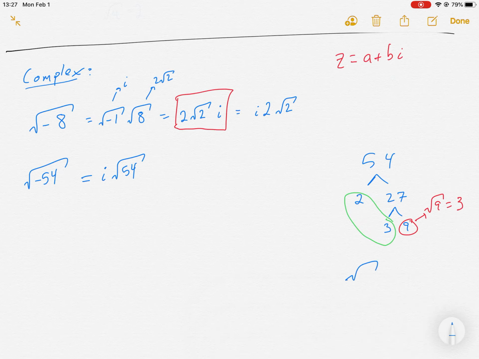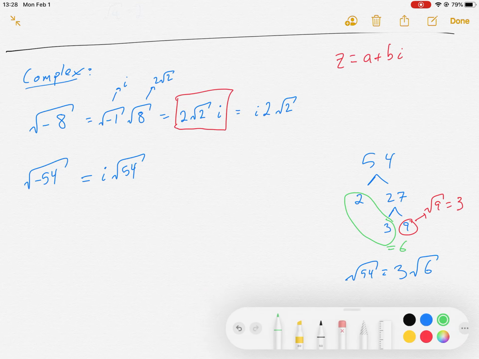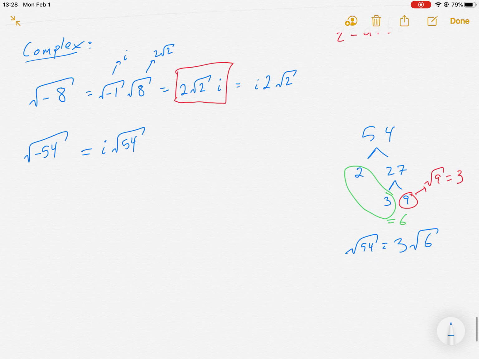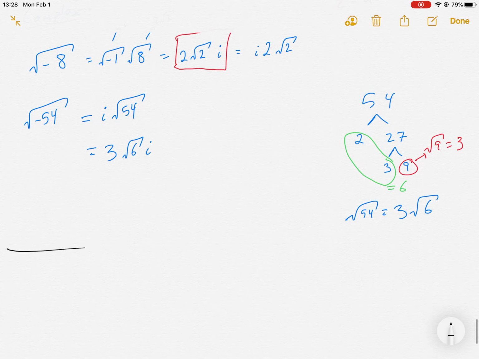So that means that the square root of 54 is going to be 3, the square root of 9, and then I'm left with the square root of 6. So that's that 2 times 3. So then my final answer over here would be 3 times the square root of 6, and then i outside the parentheses. Okay, so that was just a quick review on radicals.